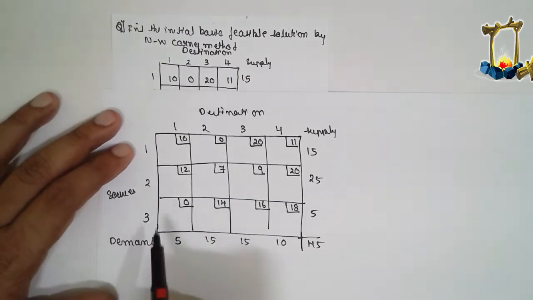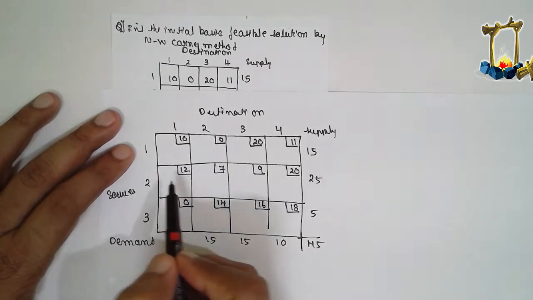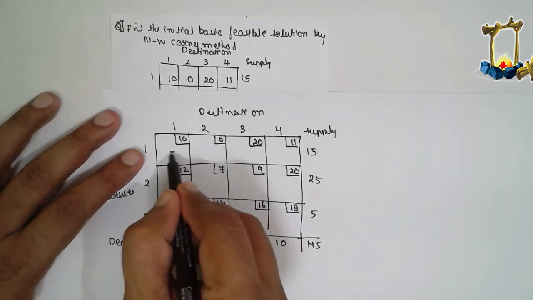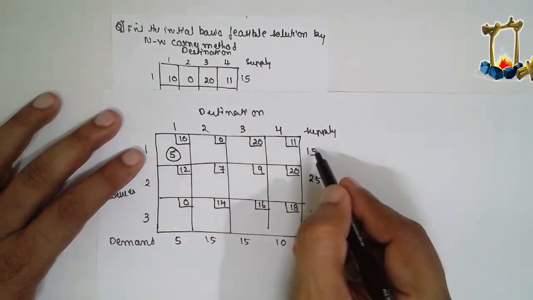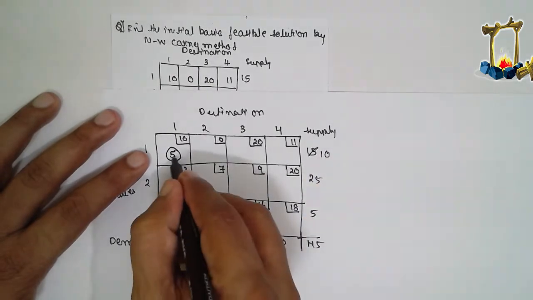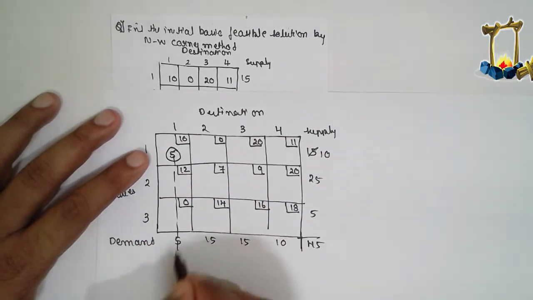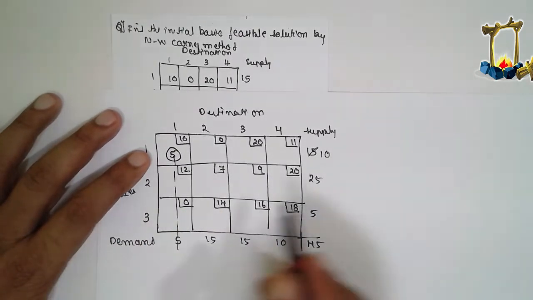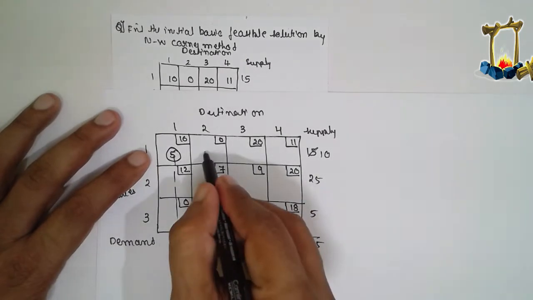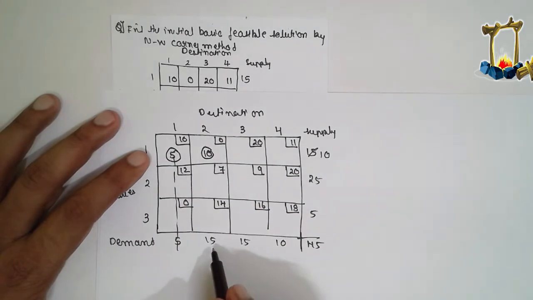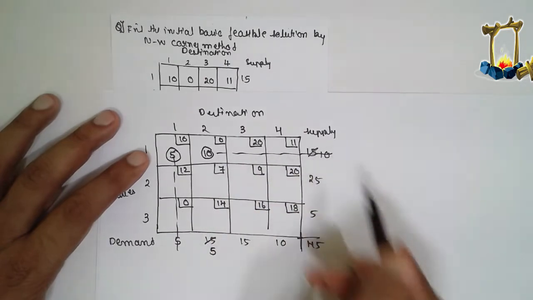First, you have to consider vertical or horizontal. See here, demand is less here. Now, write 5 here. From the 15, I will deduct 5. It becomes 10. Then I will eliminate this part, and this becomes 0. Next, I will go horizontally. Now it is 10. I will write 10 here. You have to deduct 10 from the 15. It becomes 5. I have to scratch this part.